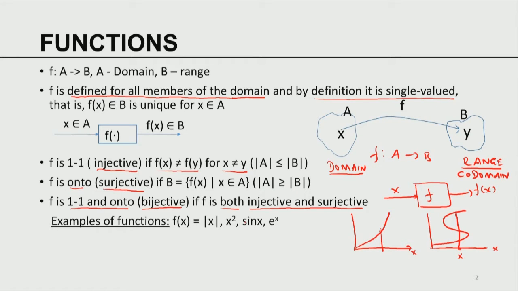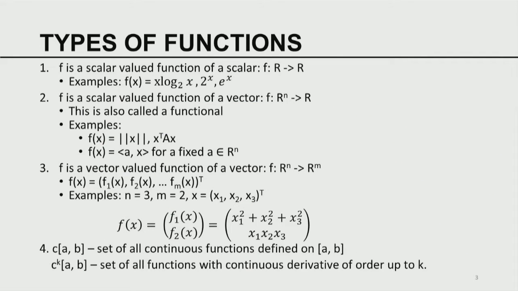We will more often be interested in 1-to-1 functions which are both injective and surjective, because it is for these functions that we can have inverses. So if f is a function from here to there, f inverse is a function from there to here. That's the inverse function. In order that the inverse is defined, we need further constraints. The constraint is f must be 1-to-1, or injective. These are all facts that essentially come from the basic definitions of functions.